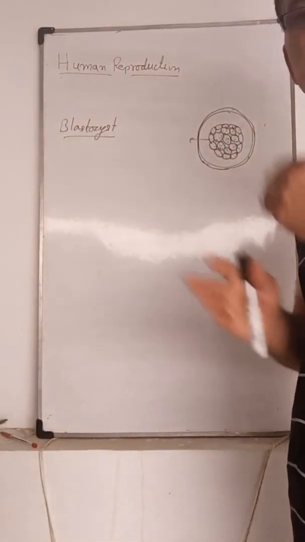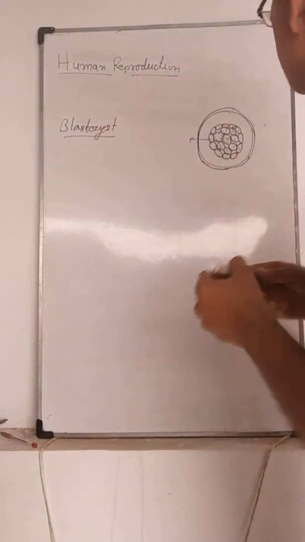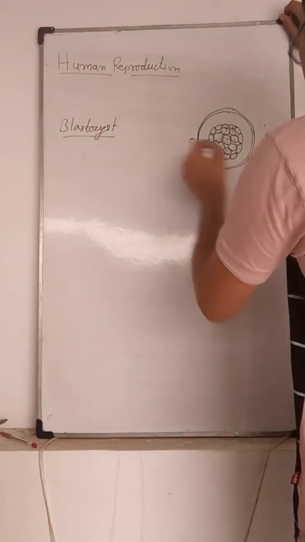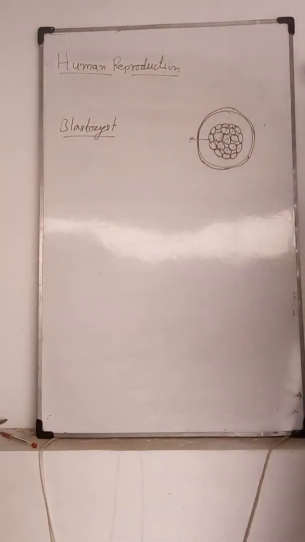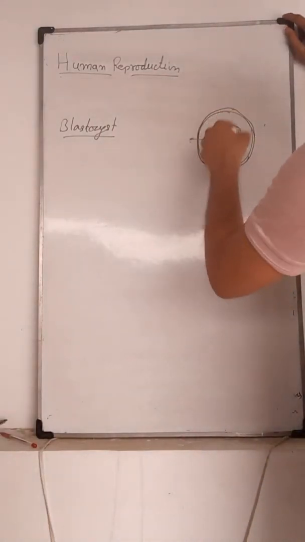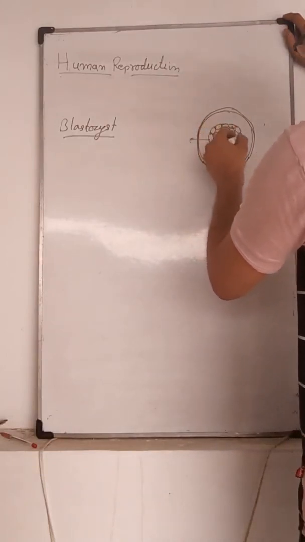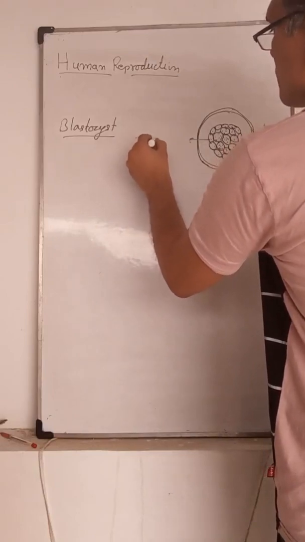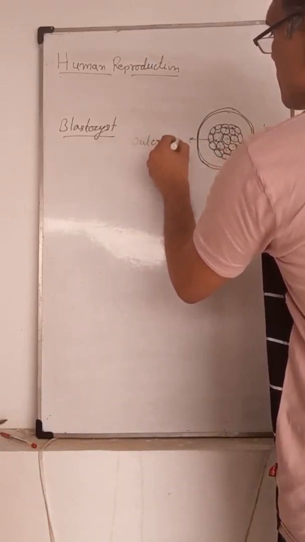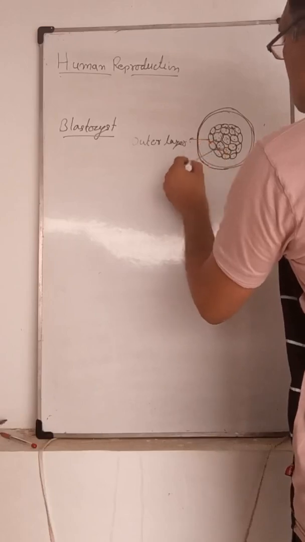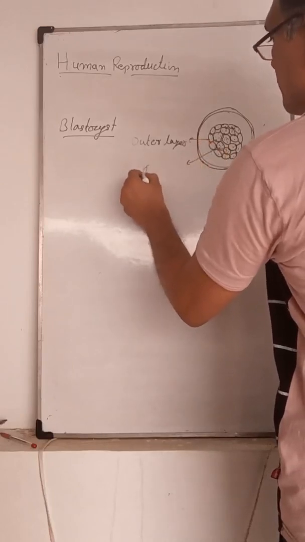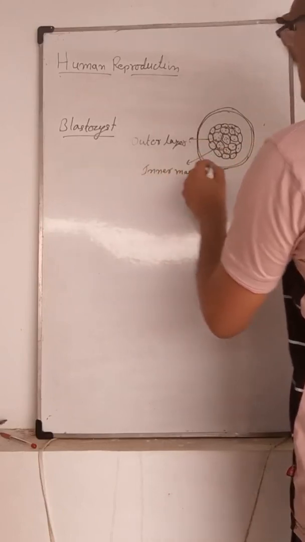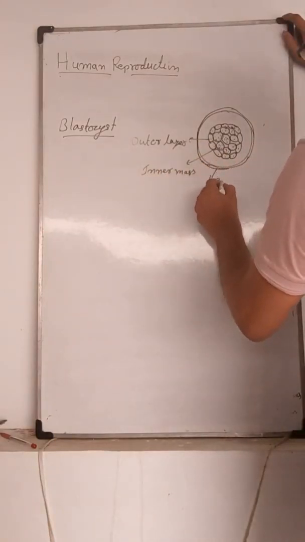The morula is converted into a blastocyst. The outer layer of the blastocyst is made of small cells which cover the blastocyst. This is the outer layer, and the inner mass contains large cells. And this one is the zona pellucida.